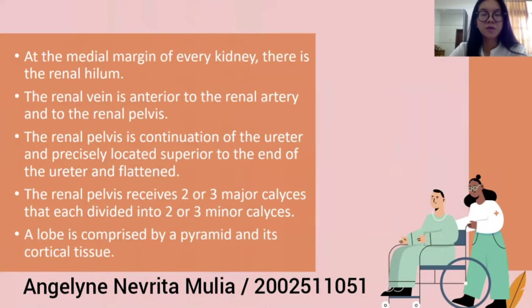At the medial margin of every kidney, there is the renal hilum where the renal artery enters, and the renal pelvis and vein leave the renal sinus. The renal vein is anterior to the renal artery and to the renal pelvis. The renal pelvis is a continuation of the ureter and precisely located superior to the end of the ureter and flattened. The renal pelvis receives 2 or 3 major calyces that each divide into 2 or 3 minor calyces. A lobe is comprised of a pyramid and its cortical tissue.